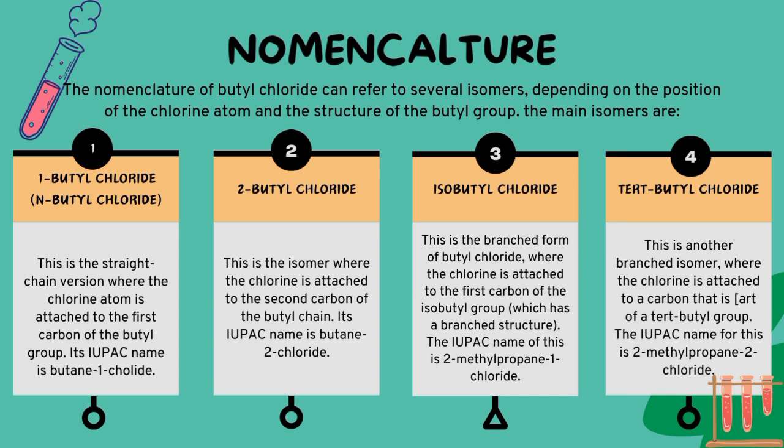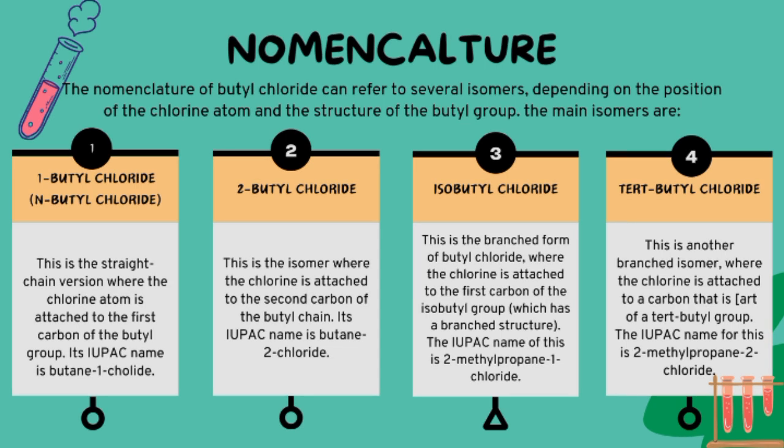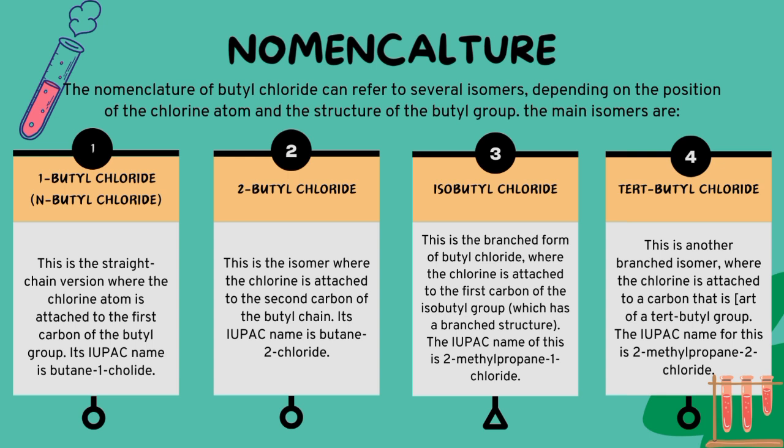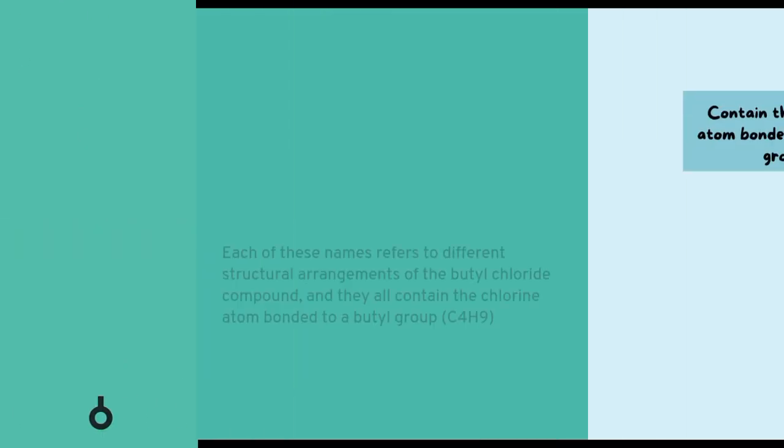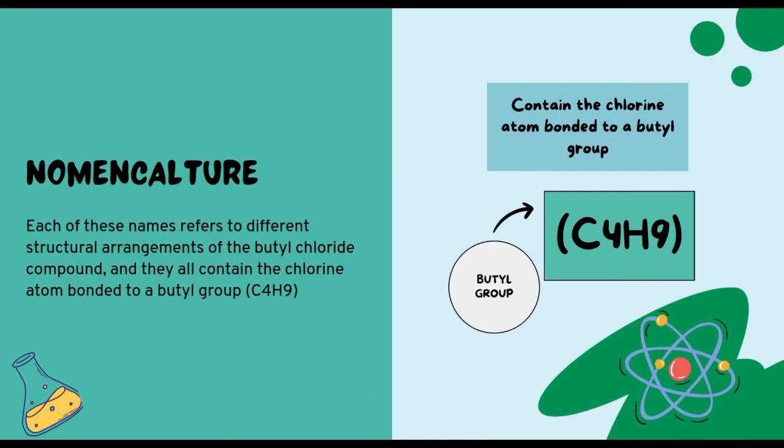After that, we have isobutyl chloride. This is the branched form of butyl chloride, where the chlorine is attached to the first carbon of the isobutyl group, which has a branched structure. The IUPAC name for this is 2-methylpropane 1 chloride. Lastly, 3-butyl chloride. This is another branched isomer, where the chlorine is attached to a carbon that is part of a 3-butyl group. The IUPAC name for this is 2-methylpropane 2 chloride. Each of these names refers to a different structural arrangement of the butyl chloride compound, and they all contain the chlorine atom bound to a butyl group, C4H9.